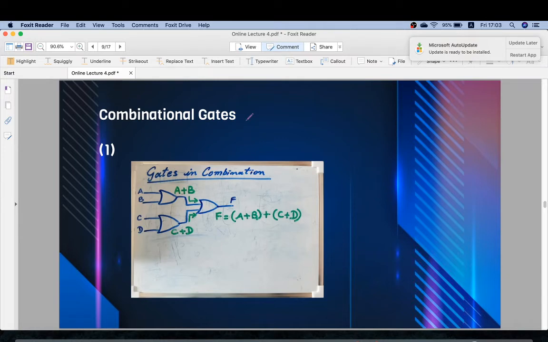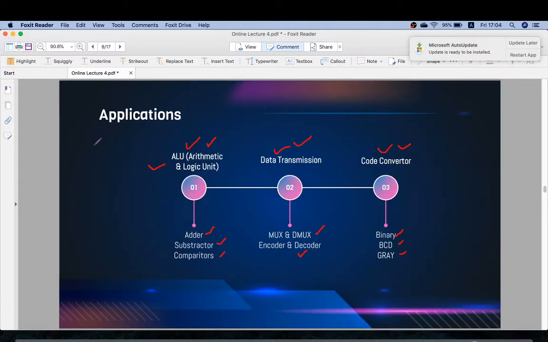So now, combinational gates. How are gates combined? I think we already studied this when we did Boolean algebra and Boolean expressions, so we will also revise it now. Here we are using gates in the combinational circuit. First of all, before moving to this, I want to tell you that in the next lecture we will study the design rules for combinational logic.